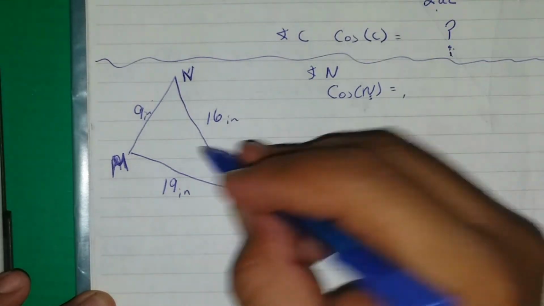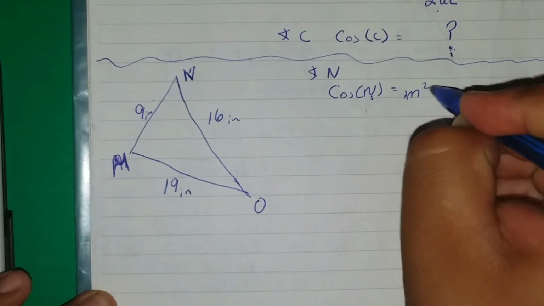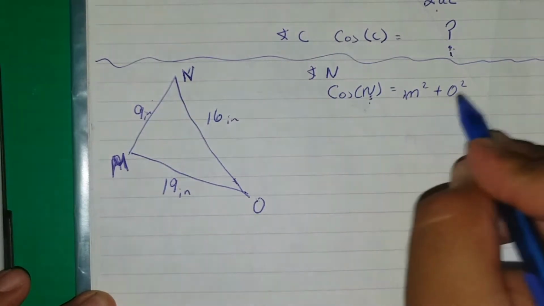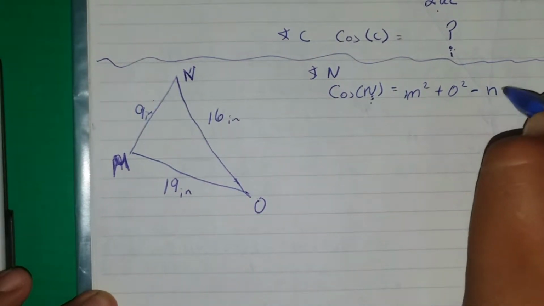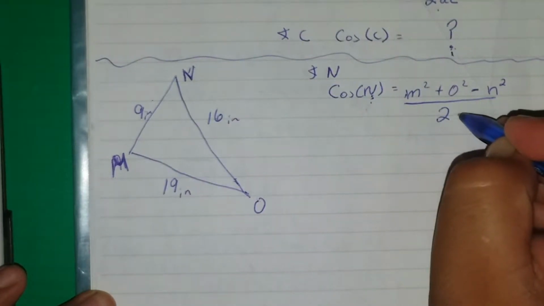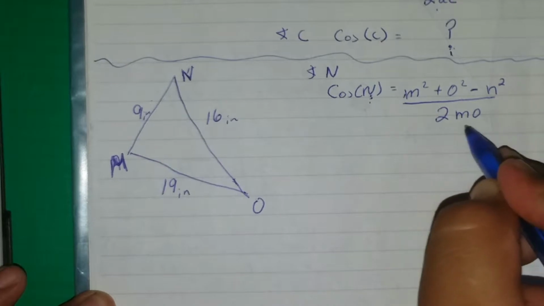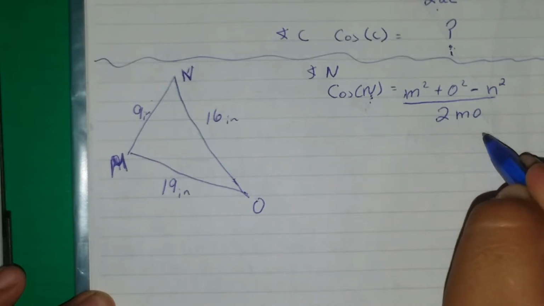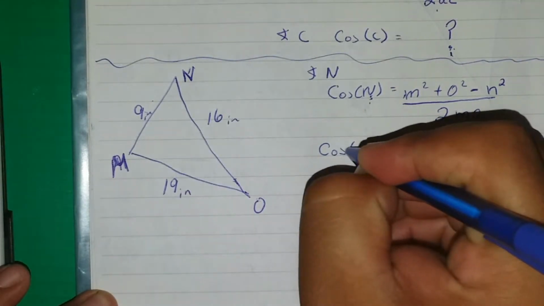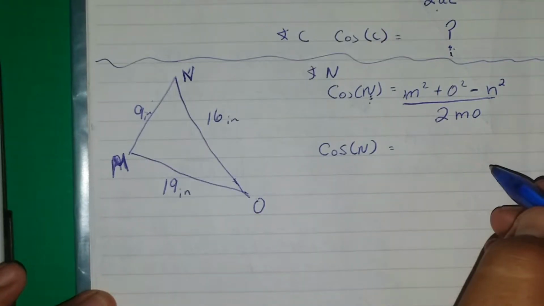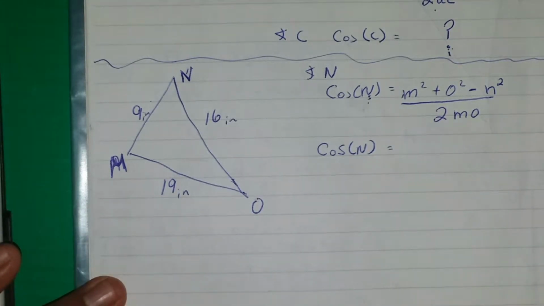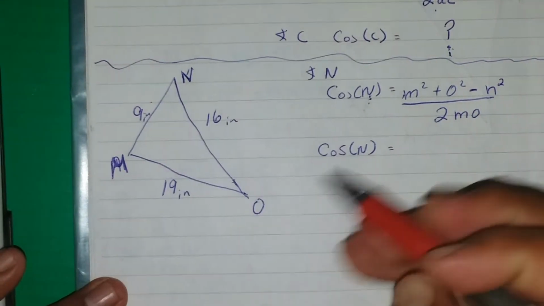So N, we have M and O, M squared plus O squared. Solving for N, that means M squared plus O squared minus N squared, divided by 2MO, no squared for this one. Alright, so that's going to be cosine of N equals, and then I replace all those numbers in the formula. Let's first identify what we have.